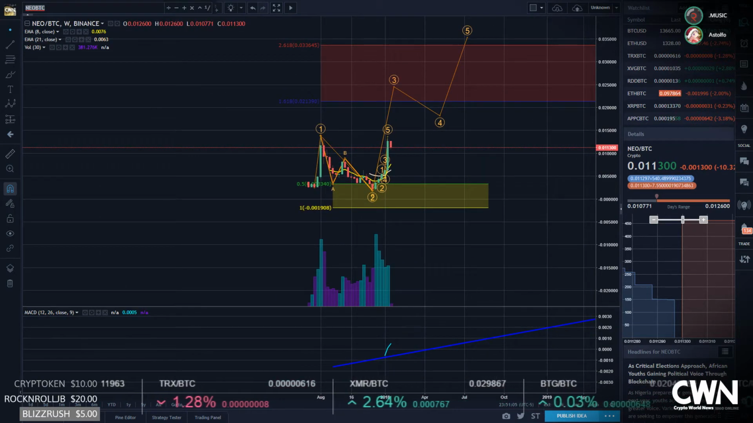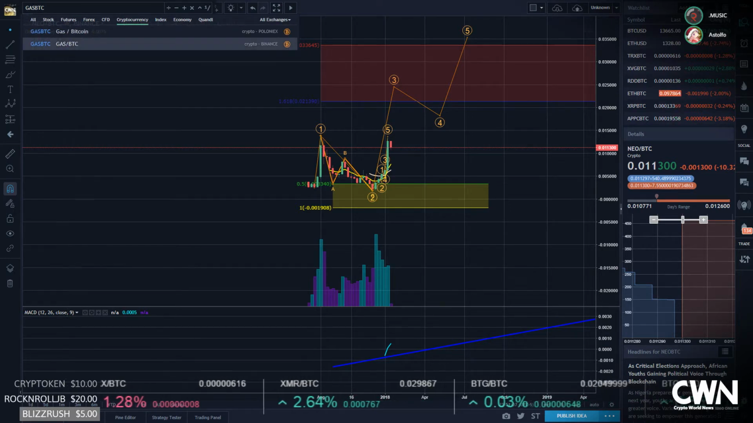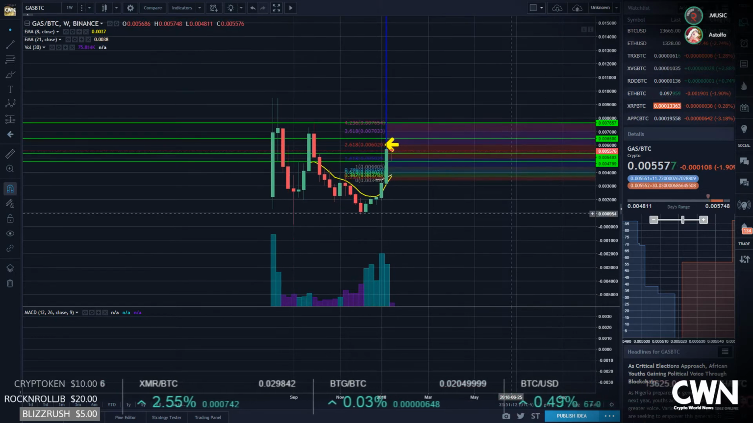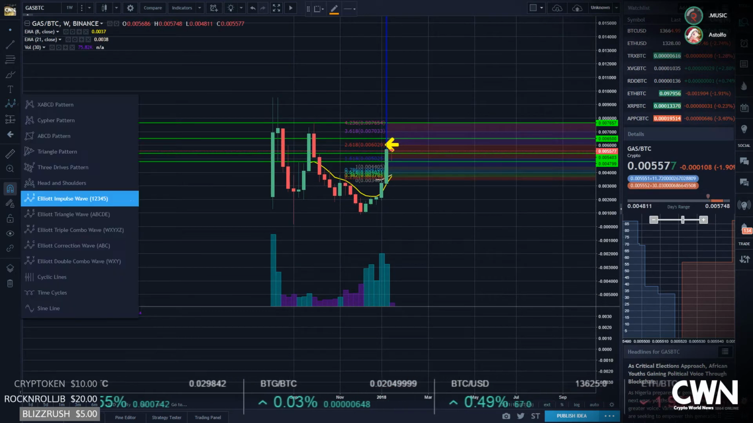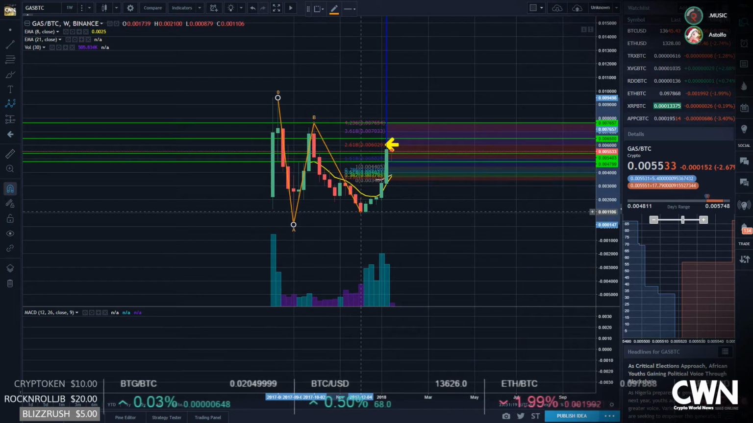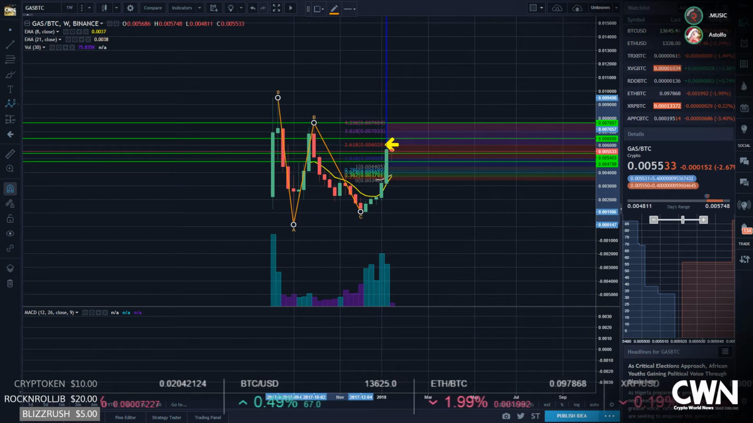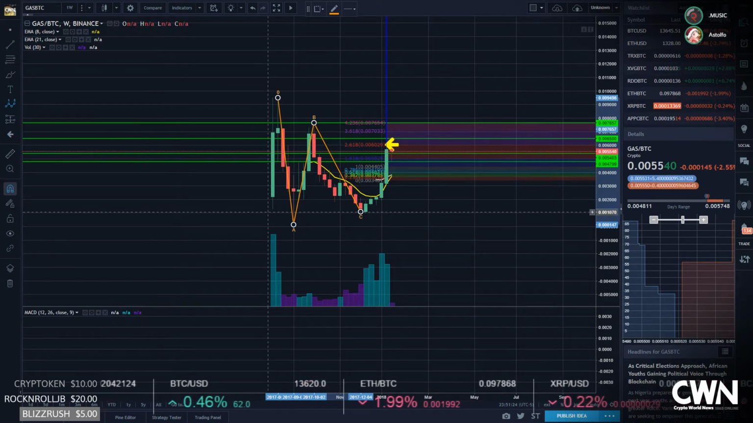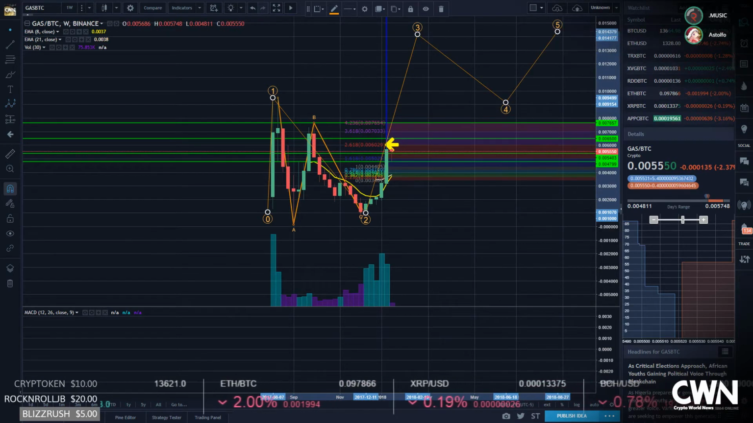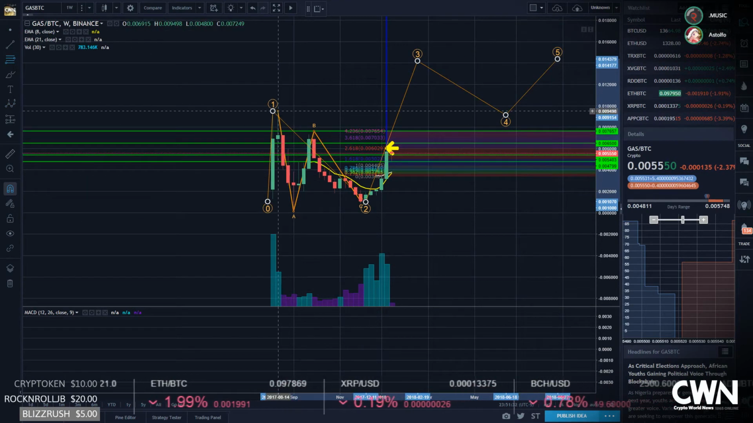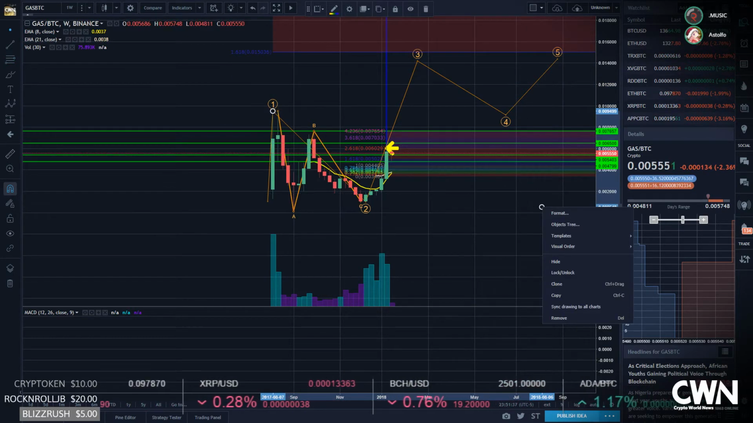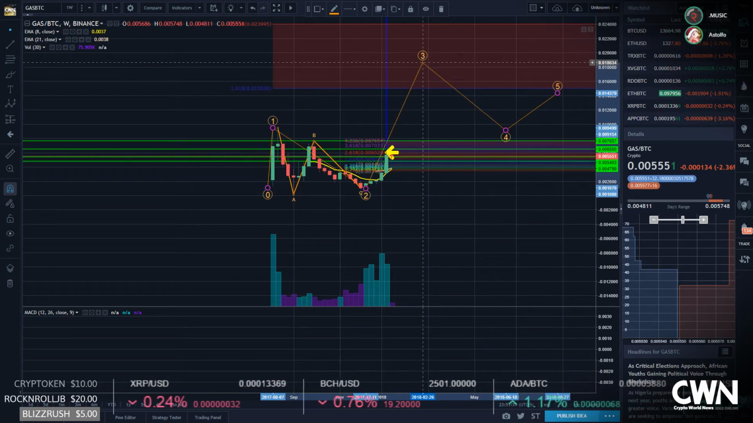And I'm pretty sure GAS looks the exact same way. Yep. Here's our little ABC corrective. Looks like we're in a weekly third. Upside zone here.